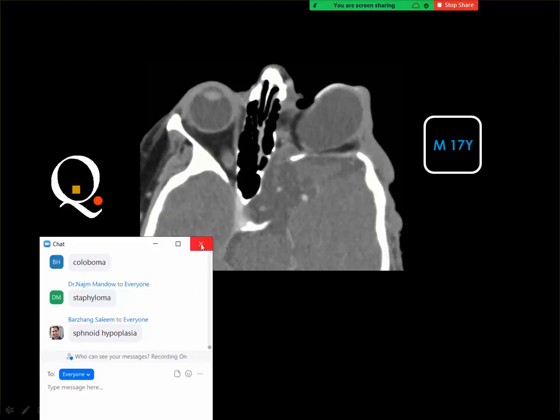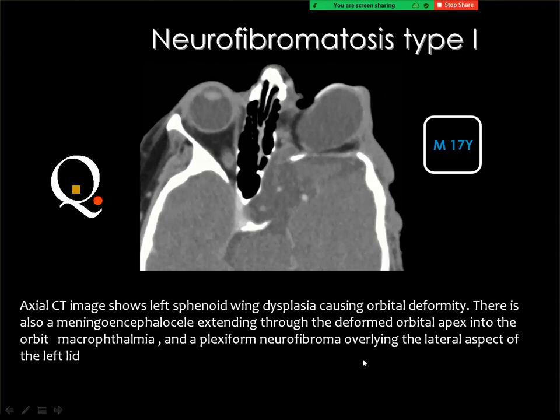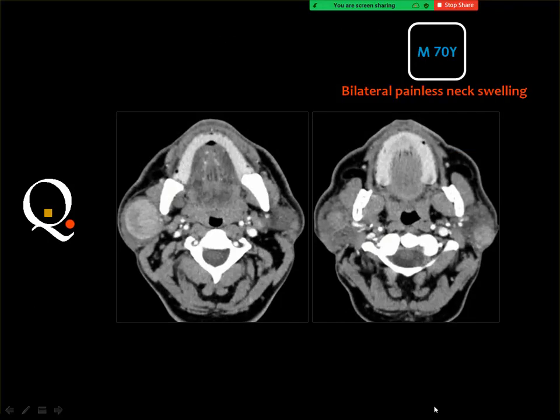It's right, the hypoplasia. This is deficiency of the greater wing of the sphenoid bone, which is a classic finding of neurofibromatosis type 1, and the rest of the changes are also the sequelae of neurofibromatosis type 1, compared to the normal greater sphenoid wing on the right side. Here there is deficiency, and you see the changes in the temporal lobe. Next case.